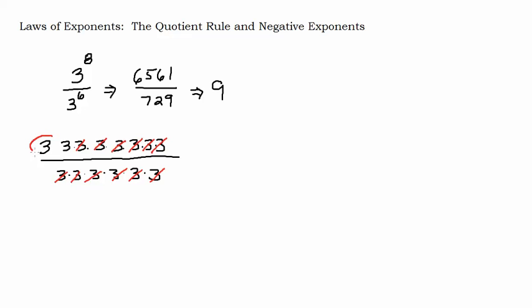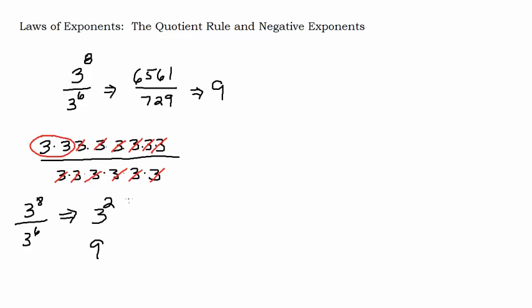And what are we left with? We're left with 3 times 3. And for the sake of motivating this rule, that's 3 squared, right? Which is 9. So that's a lot faster way to get to the answer than using our calculator to figure this out. So notice I had 6 3's and 8 3's, and I ended up canceling out 6 3's. So what's a little shortcut here? 3 to the 8th divided by 3 to the 6th turns out to be 3 to the 2nd.